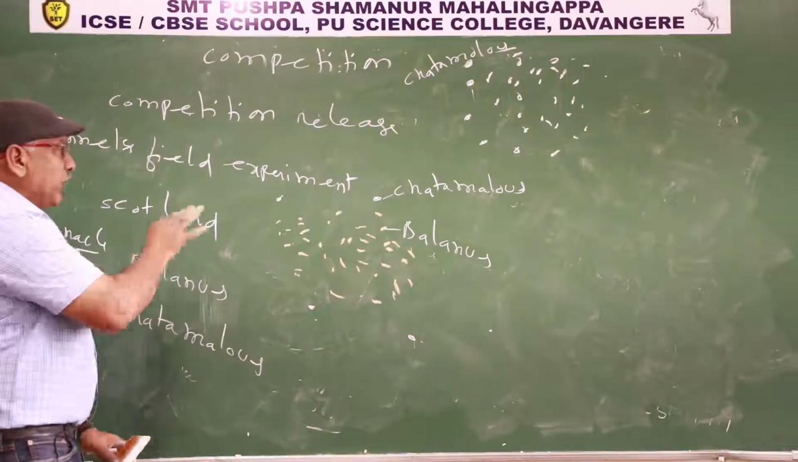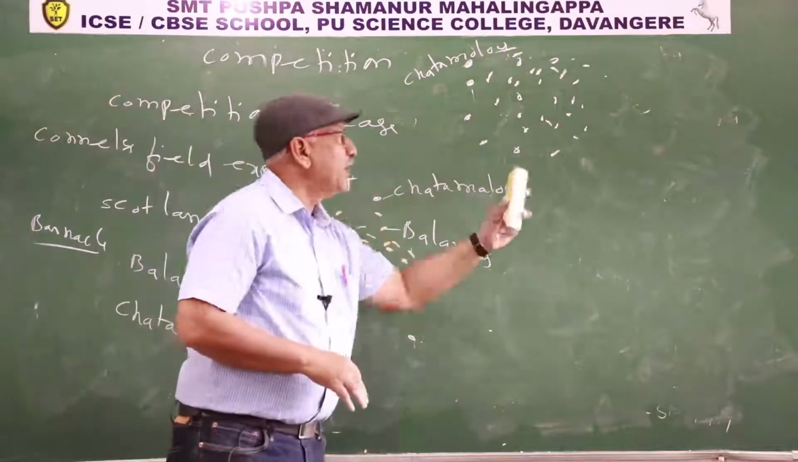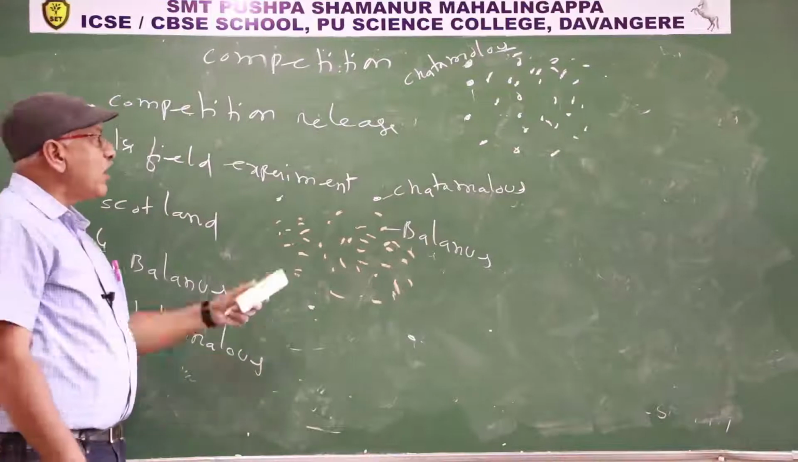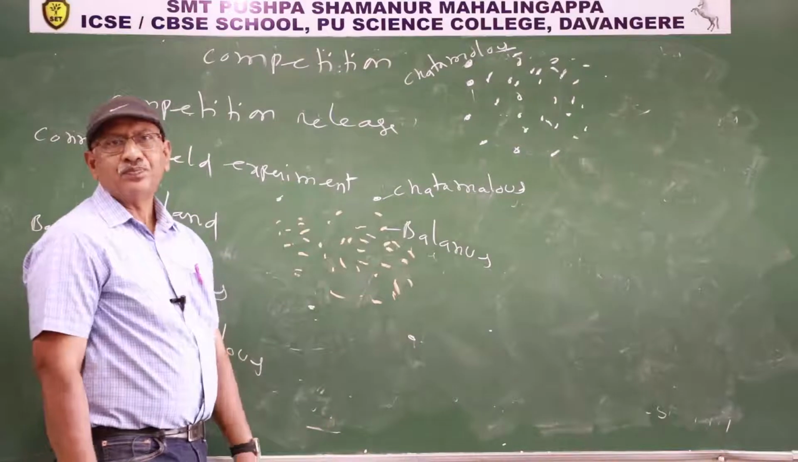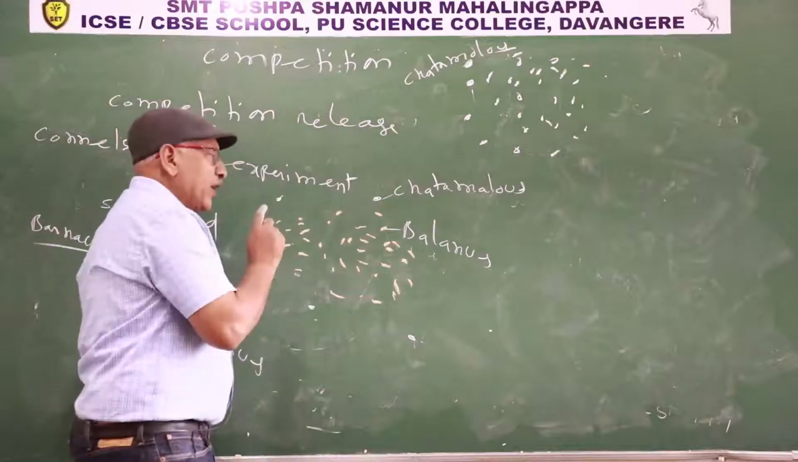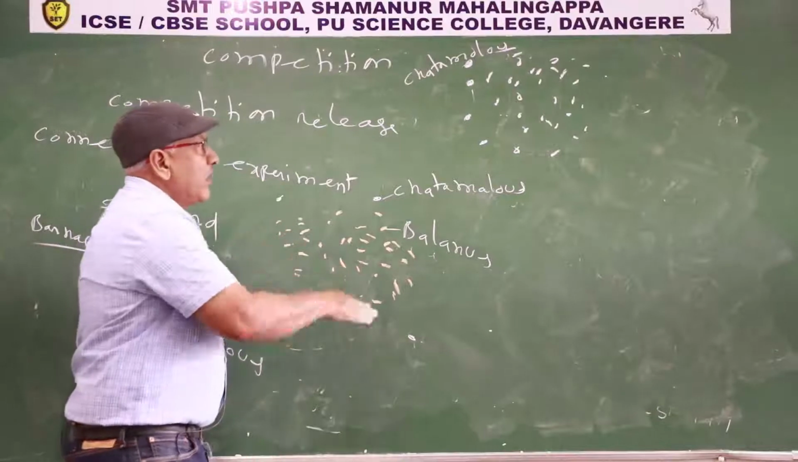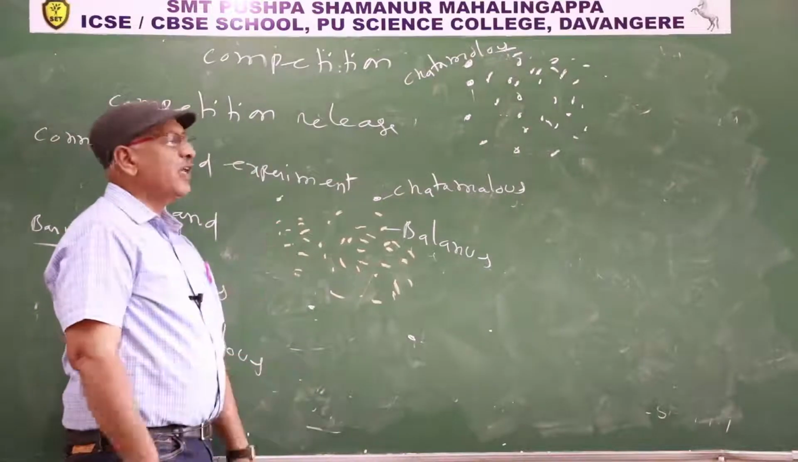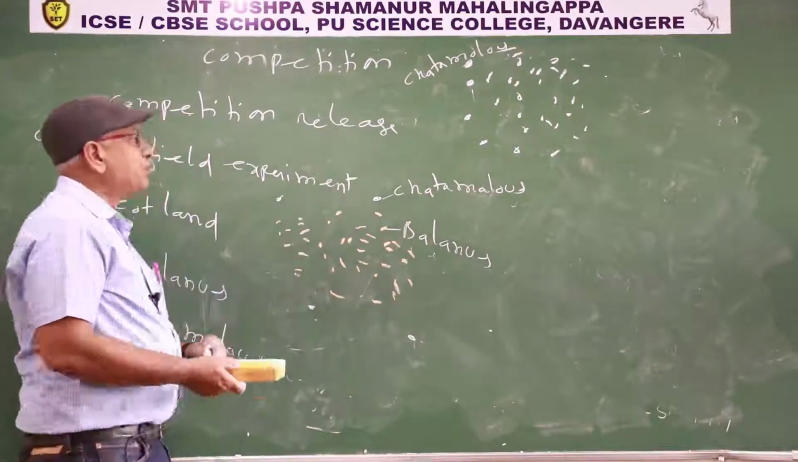In an area, if we remove members of the superior species, the members of the inferior species increase drastically. It is known as competitive release. Competitive release also explains competition between Balanus and Chthamalus. What is competitive release? If we remove the members of the superior species in an area, the number of the inferior species increases drastically. It is known as competitive release.